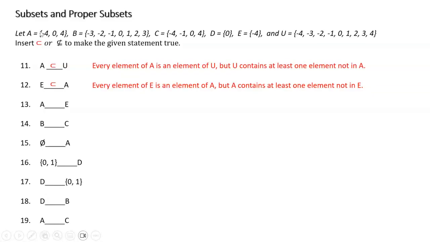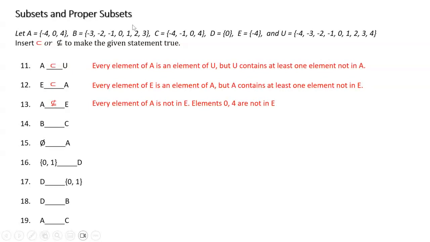Now, this is number 13. We have A, the set with -4, 0, and 4, and we have E, negative 4. So this has to be the second symbol there. It's not a subset, because every element of A is not in E. Elements 0 and 4 are not in E.